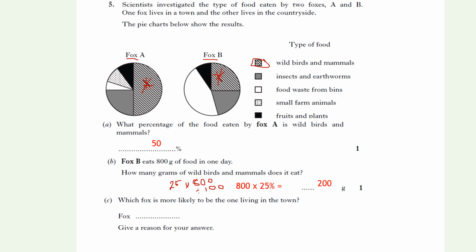Right, then it says which fox is most likely to be the one living in town, and give a reason for your answer. So the answer would be fox B, and the reason for the answer would be that the fox mostly eats food from waste bins. So waste bins would be found more in towns. That's why you would know that it was fox B that was living in towns. Well done if you managed to get that correct.